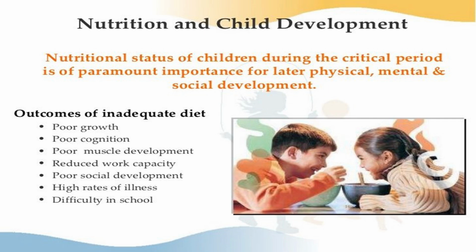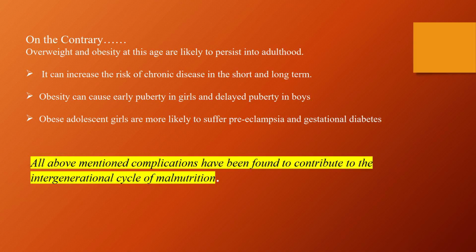So, the summary here, the thing you have to keep in mind, is that if you want to prevent or avoid all those things, you have to have good nutritious food. Now, on the contrary, we have seen till now what could happen if you are undernourished, underweight, or malnourished. Now, on the other side of this coin, overweight and obesity can also happen.